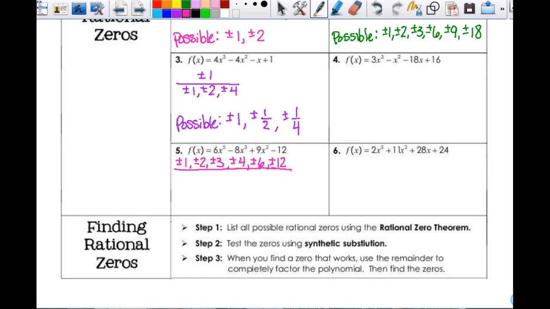All right, y'all agree with me with the numerator? Yes. Okay. And then the denominator is going to be plus or minus 1, plus or minus 2, plus or minus 3, plus or minus 6. Okay, everybody with me? Ask me questions if I've lost you somewhere. All right, so my possibilities.